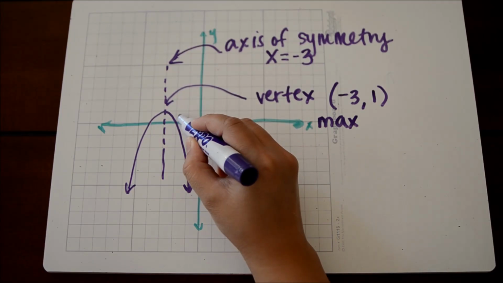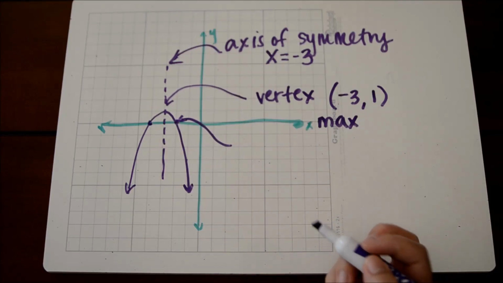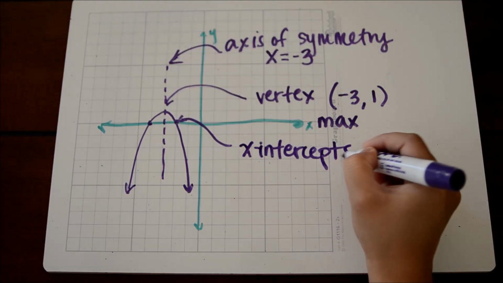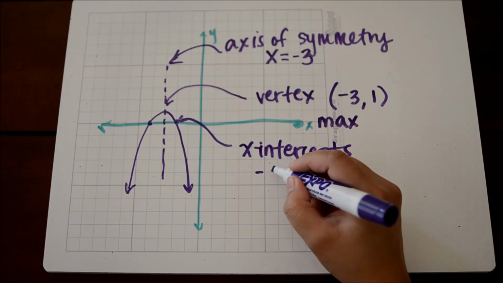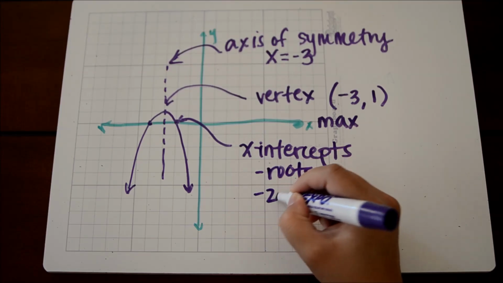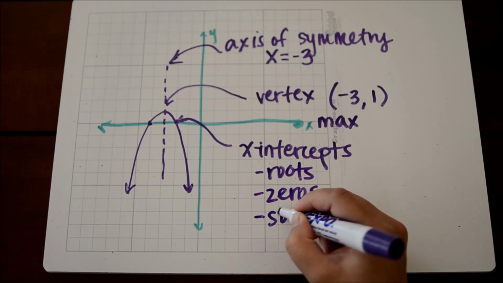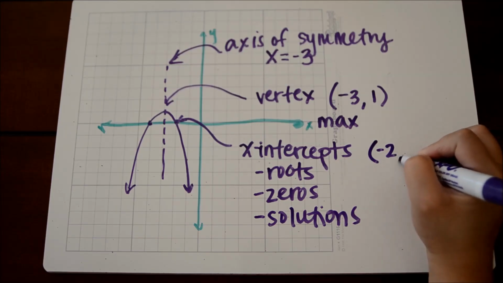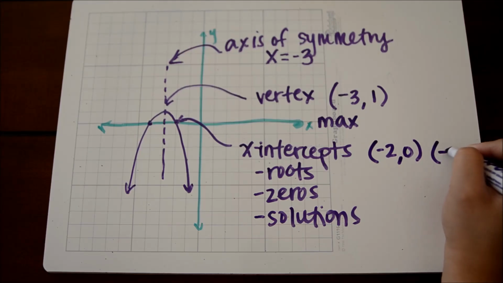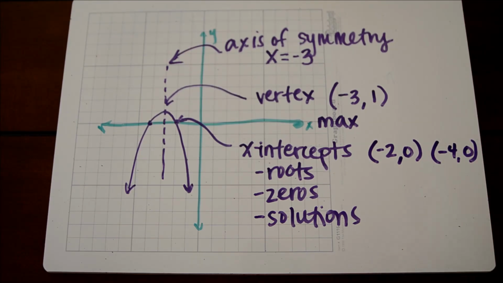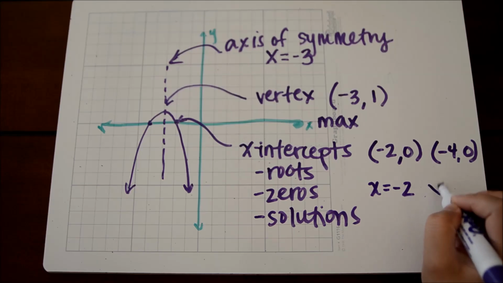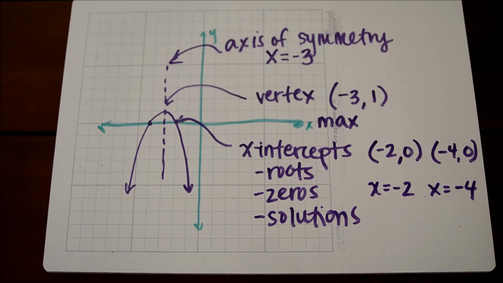And let's talk about these points right here. These are the x-intercepts, where our graph crosses the x-axis. And again, some terms that mean the same thing. We sometimes call them roots, zeros, or solutions. And these happen to be at (-2, 0) and (-4, 0). Sometimes we write them as coordinate points, and sometimes we write them as x = -2, x = -4. Usually we write them like that when we're describing the solutions of an equation.